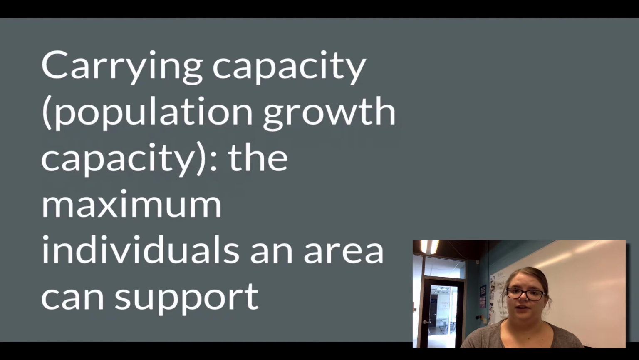More squirrels could live here. But maybe we cut down a bunch of trees, then the carrying capacity would go down. So again, it's just a number of individuals that can survive based on the resources available. And again, if it changes, the ecosystem is not in equilibrium and it will change.